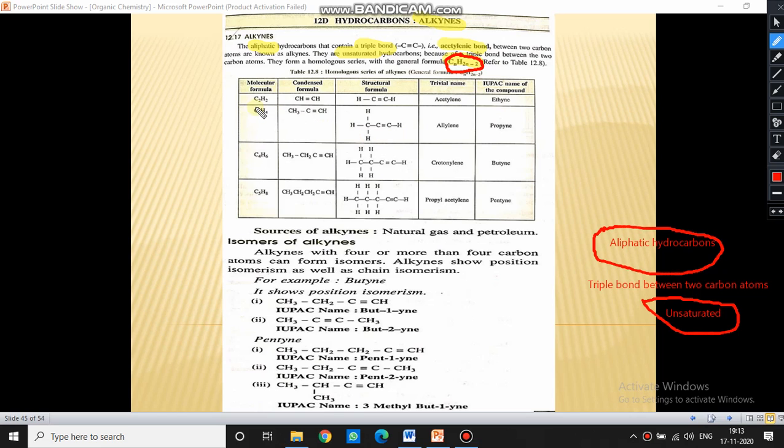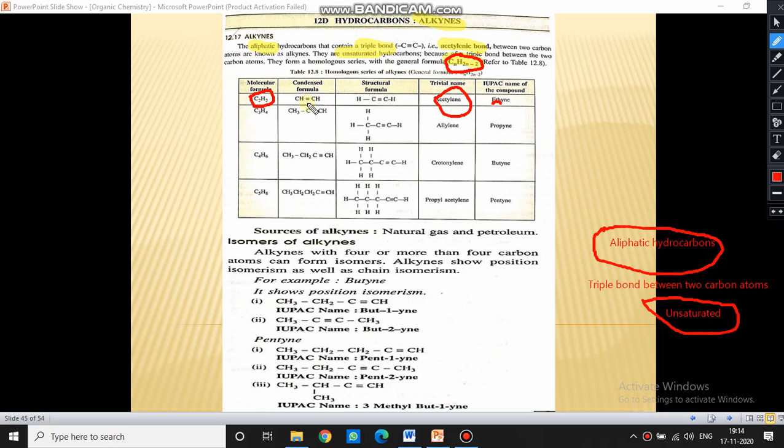Now, the first member of alkynes is C2H2. For the formation of a triple bond, minimum two carbons should be there, because a triple bond cannot be formed between carbon and hydrogen. So, that is why the first member of the alkyne series is acetylene, that is C2H2. The common name is acetylene. That is why it is called an acetylenic bond. And the IUPAC name is ethyne. Why? Because two carbons are there, so eth. And since a triple bond is there, so yne.